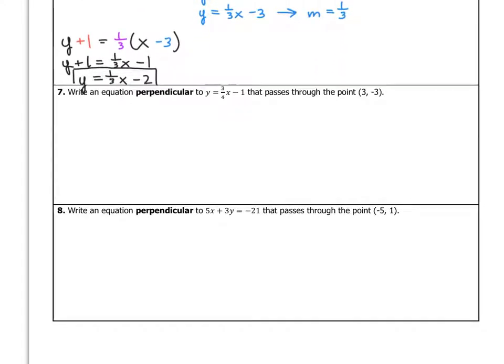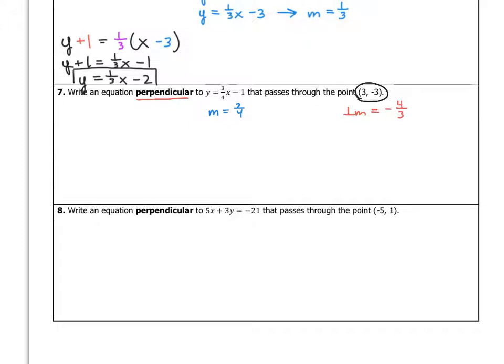Number 7, we're asked to write an equation perpendicular to the line y equals 3/4 x minus 1 that passes through the point 3, -3. We're given our point. This time we want to write a line perpendicular to the equation given. So the equation given has a slope of 3/4. We are not going to use 3/4 in our equation. We need to use the opposite reciprocal, since this is a perpendicular problem. And so the slope that we're going to use, the perpendicular slope, would be -4/3.